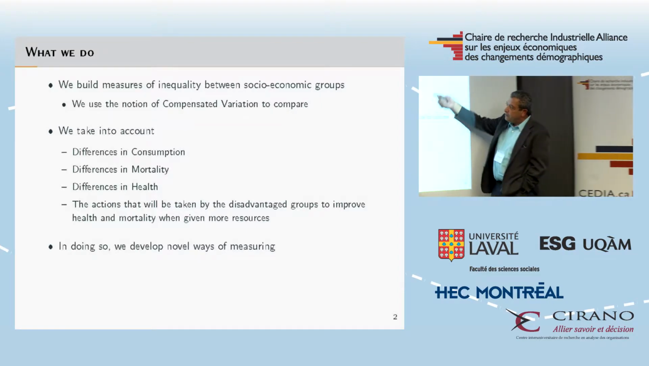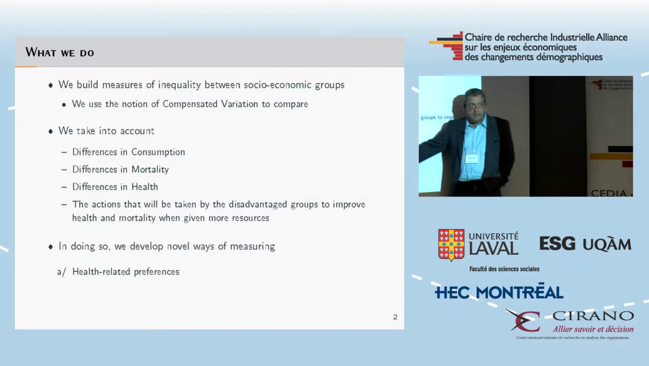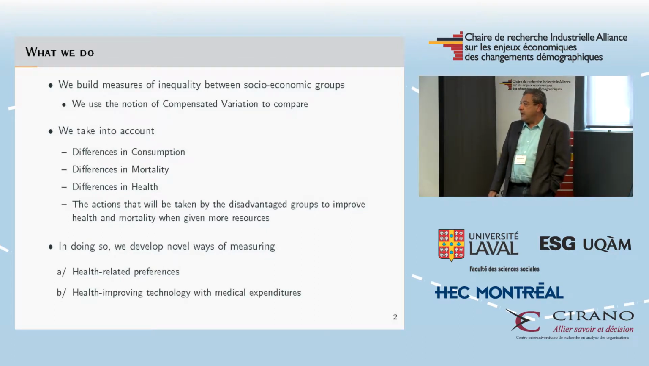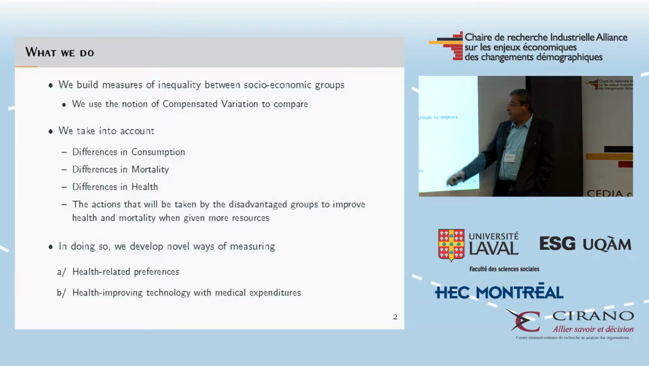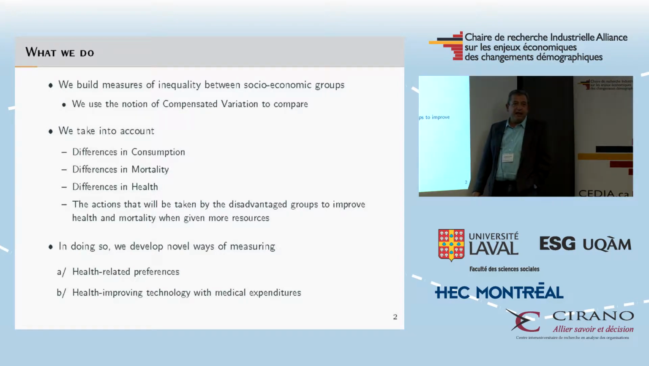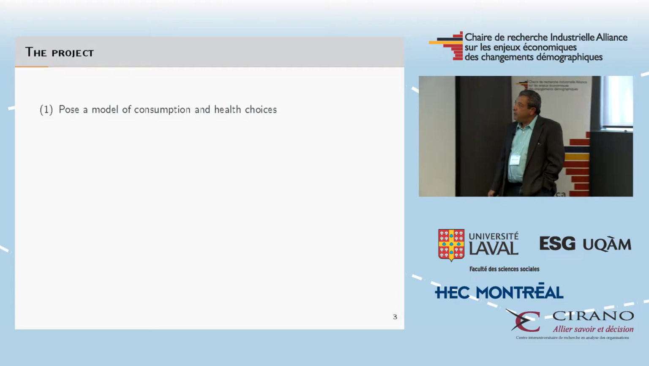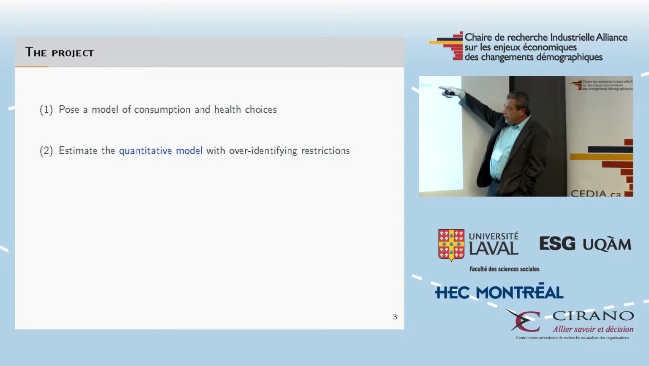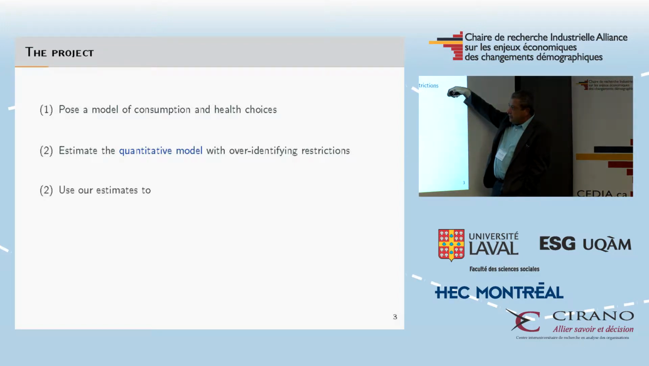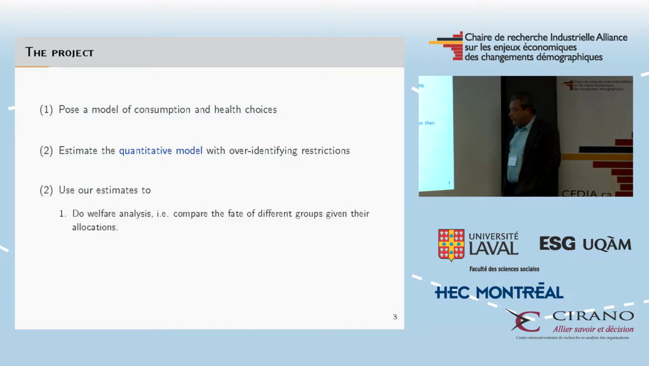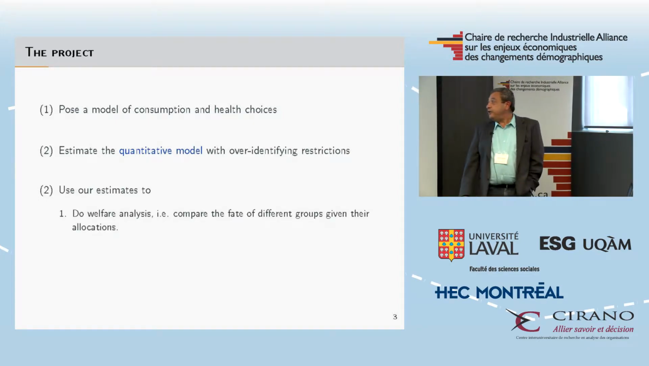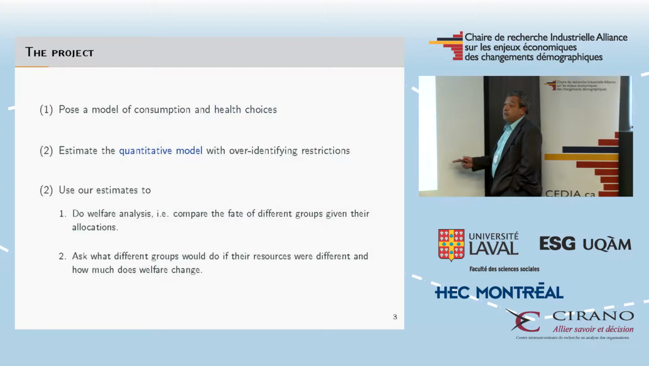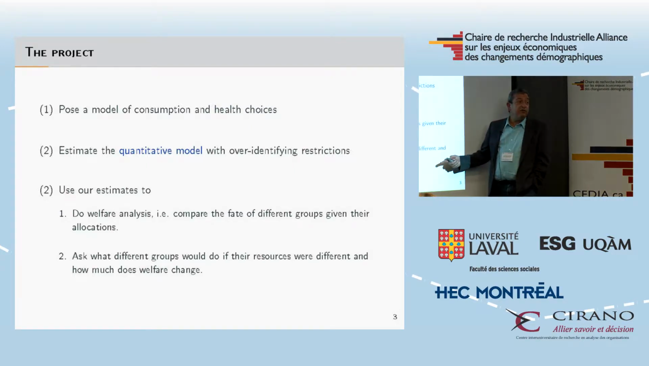But in attempting to do this, we do something else. We're going to estimate how preferences vary with health directly, and we're going to tackle this thing of health improving technology with medical expenditures. How much of that can be bought? So this is a long project. First, we're going to have a model of consumption and health choices. We're going to estimate such a model with over-identifying restrictions. We're going to use those estimates to do welfare analysis, compare the fate of different groups given their allocations, and ask what different groups would do if their resources were different, and how much their welfare would change.